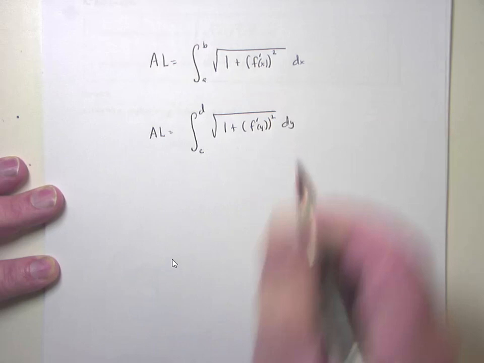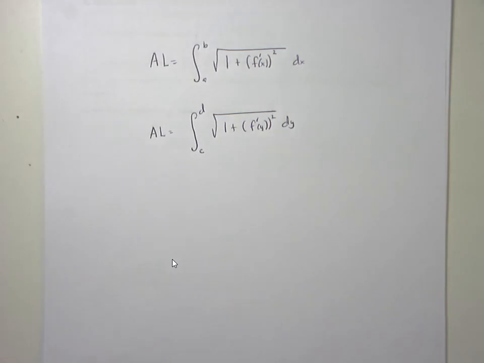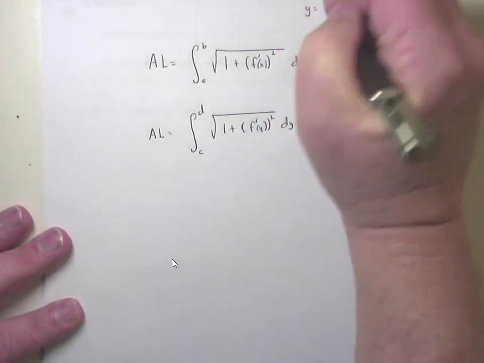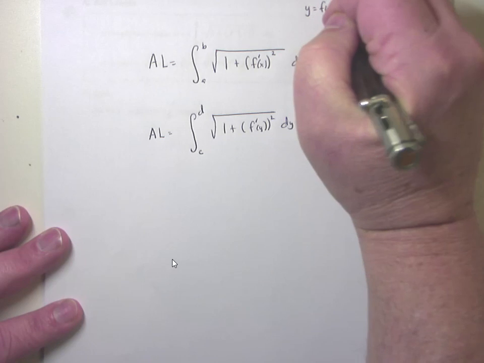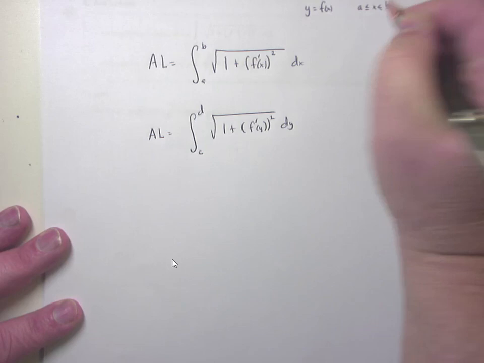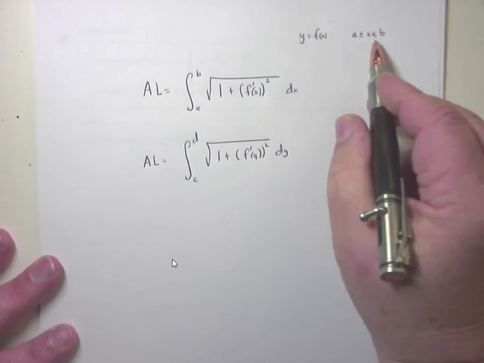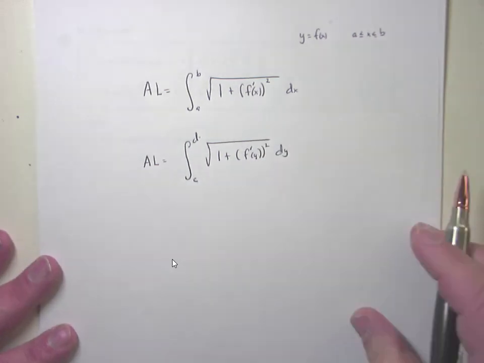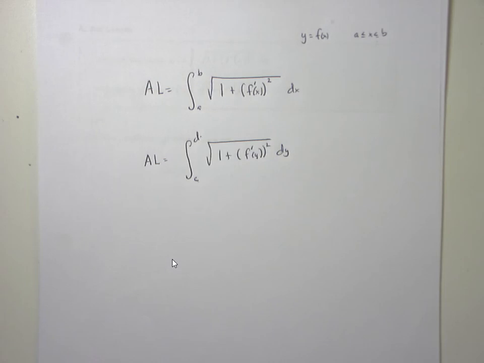So in each one of these problems, you're going to be given a function, y equals f of x or x equals f of y, and you're going to be given some type of bounds. And the bounds will be between a and b for x and maybe c to d for y or whatever. And you're going to be finding the arc length. But as I mentioned to you guys before, here's your problem.